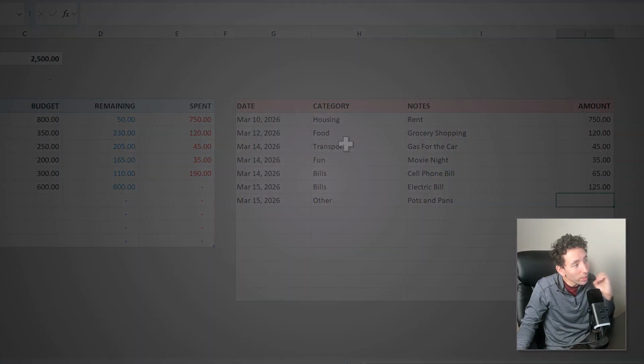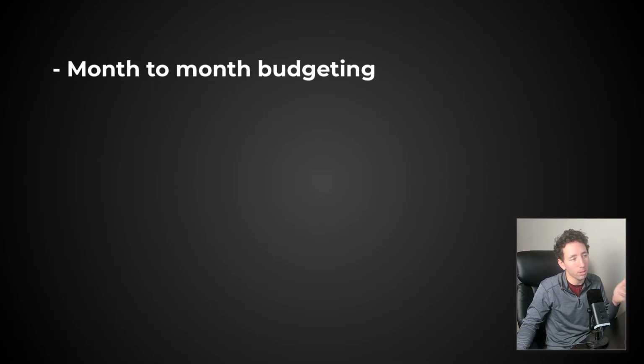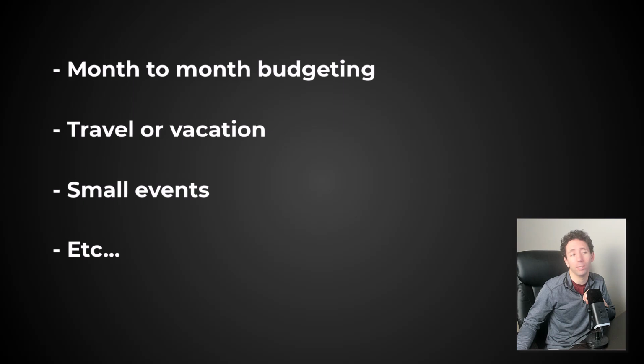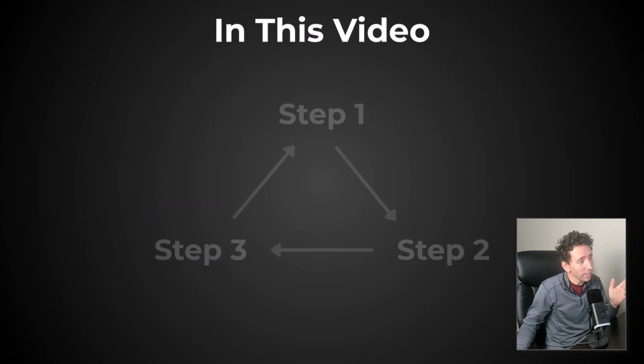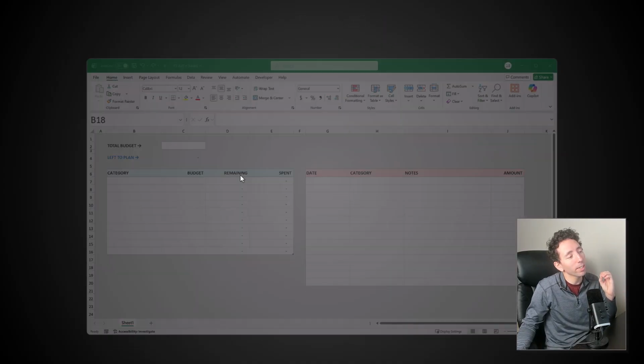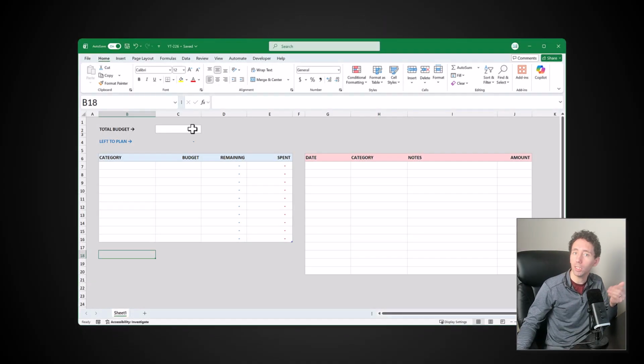Now, what's really cool is that you can use this for month-to-month budgeting, or you can just use it for travel or small events. So you could say it's multi-purpose. Now, in this video in particular, I'll be showing you a repeatable 3-step process to help you build a successful money plan and track your spending reliably using this spreadsheet.